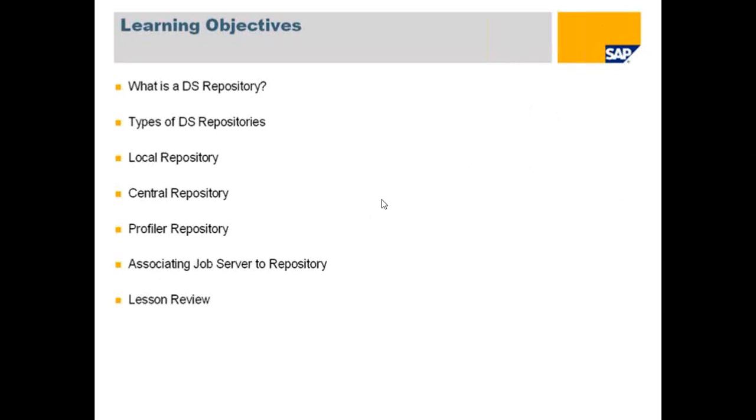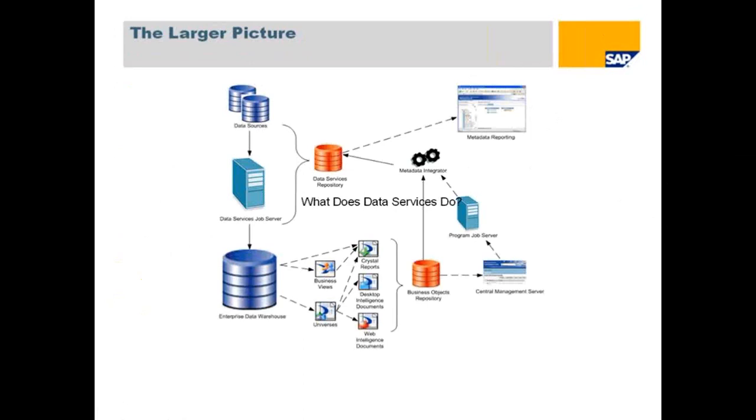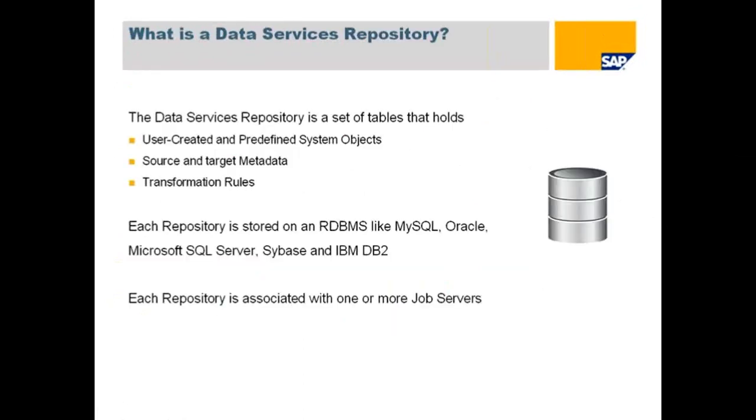Okay, so let's try and understand what exactly is a repository and what are the different kinds of repositories that you have. Okay. The data services repository is a set of tables that holds user-created and predefined system objects, source and target metadata, and transformation rules. So what it means basically is that when you are trying to execute anything on data services, you will definitely need a source and target. All right. So you are trying to bring data from one source or multiple sources, and then you're trying to load data into either a single target or multiple targets.